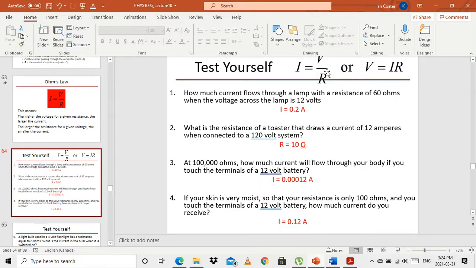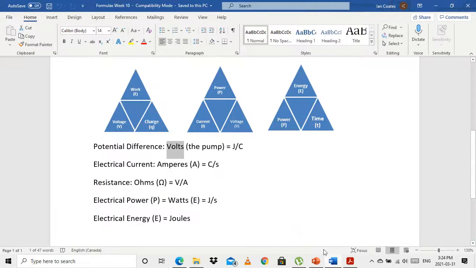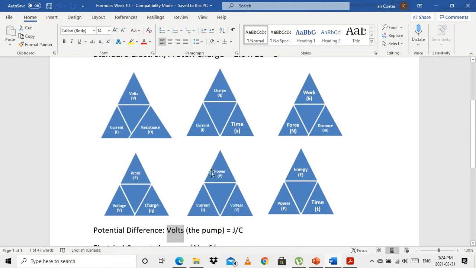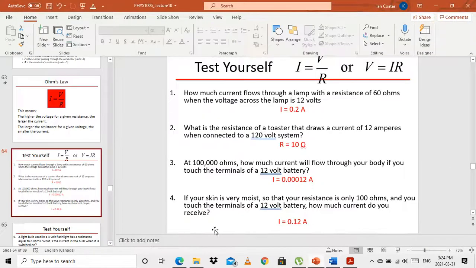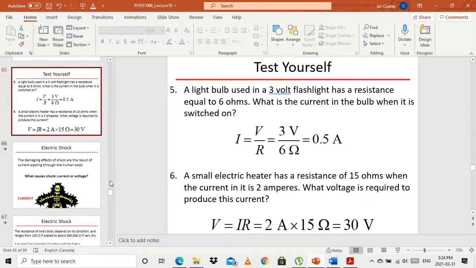I have no idea how it's written. Where is it here? I over V, and there's your resistance there. Okay, it's all here. Plug and play. So you can have a look at those, and let me know if you have any issues with these guys. Again, same questions. There's a little bit of work there that you guys can see. Okay, let me know. Email me if you have any trouble.